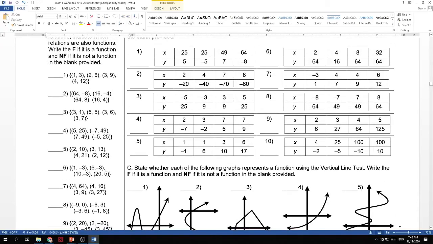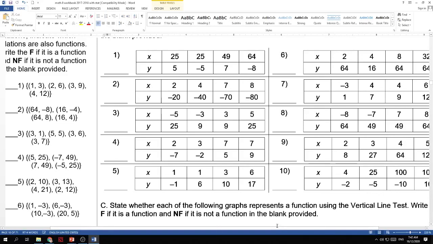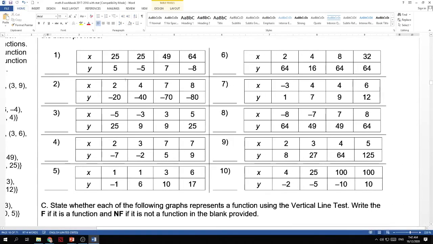Here you go. This is number 1. What is repeating, the X or the Y? If the X is the one repeating, what is it? One-to-many. Okay, this is a one-to-many relation. What about number 2? This is one-to-one. What about number 3?